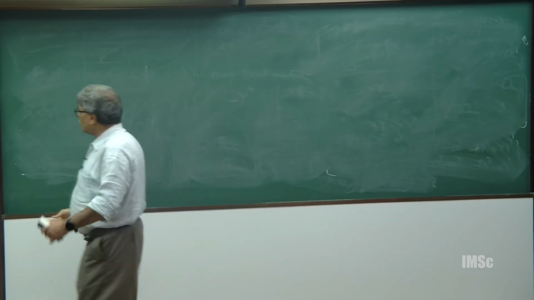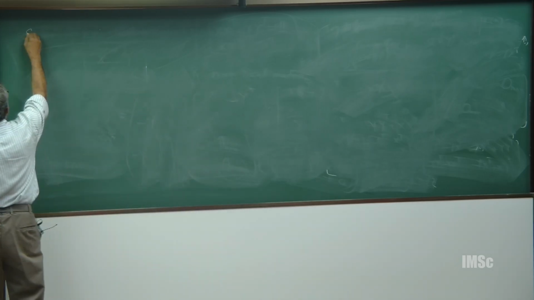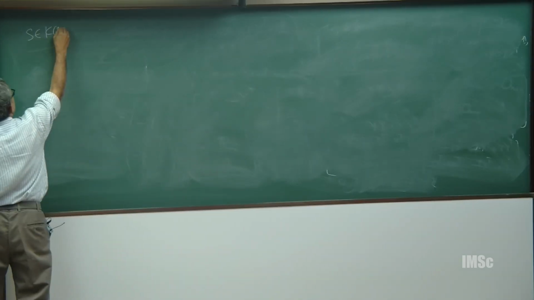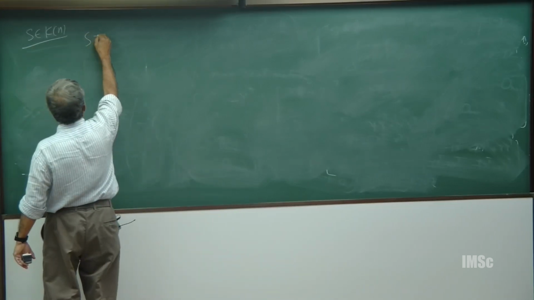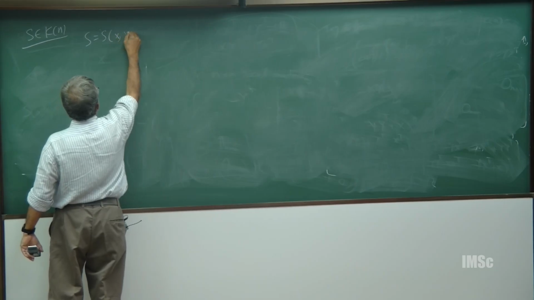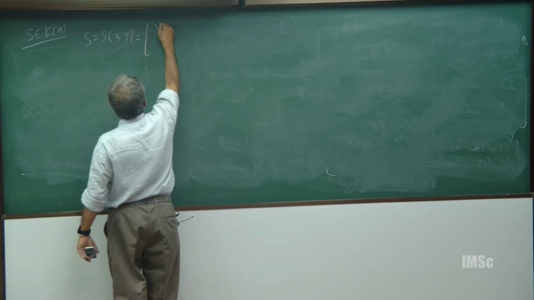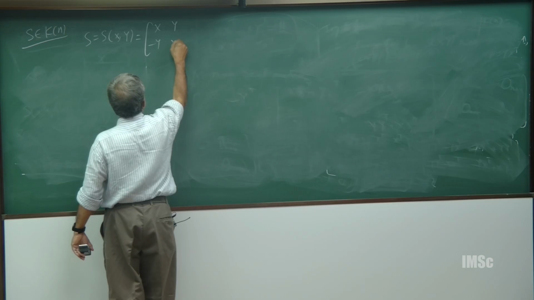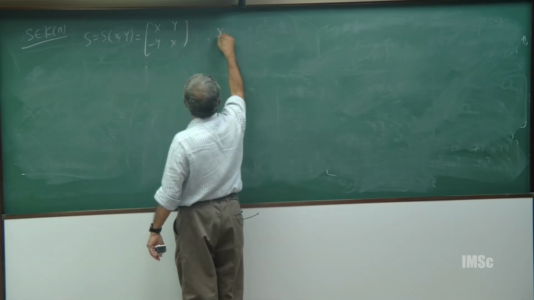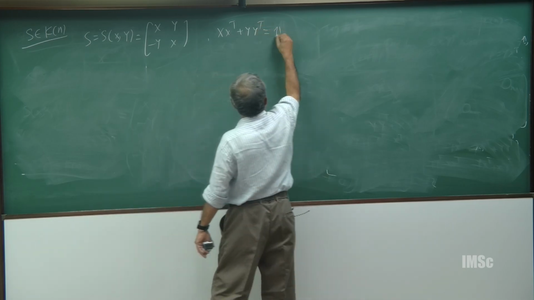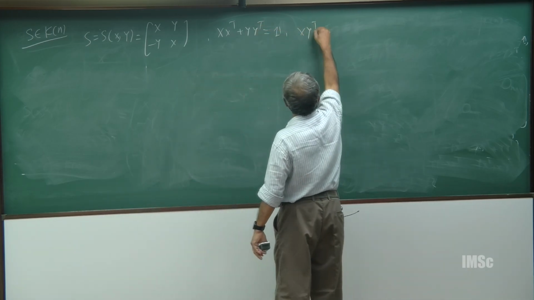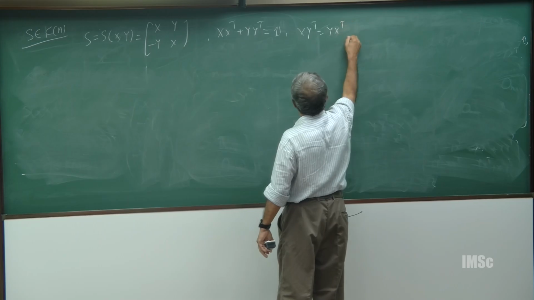Okay. So, now let us take an element from this K_n, and this we know that therefore, S should be equal to S(x, y), which is of this form x, y, minus y, x, and of course, this x transpose plus y transpose is equal to identity, x y transpose is equal to y x transpose.